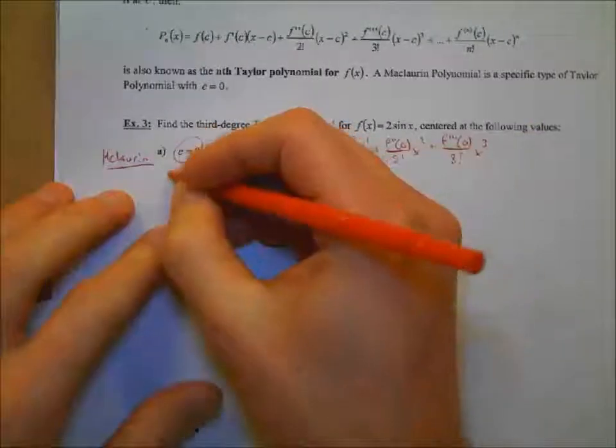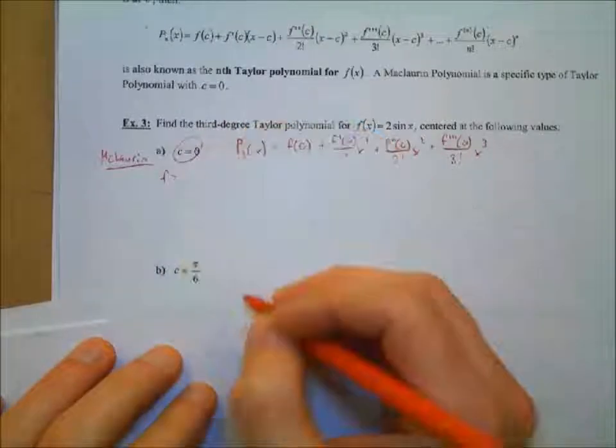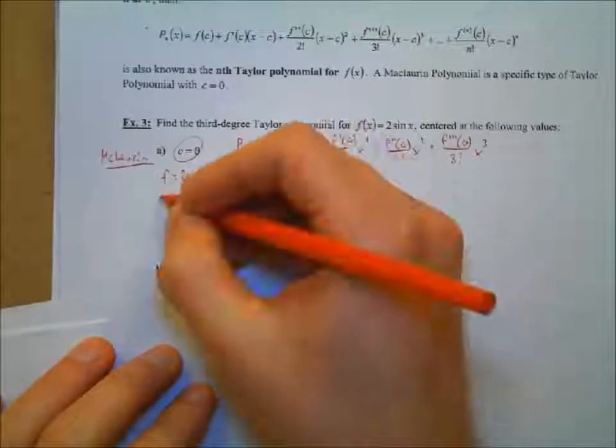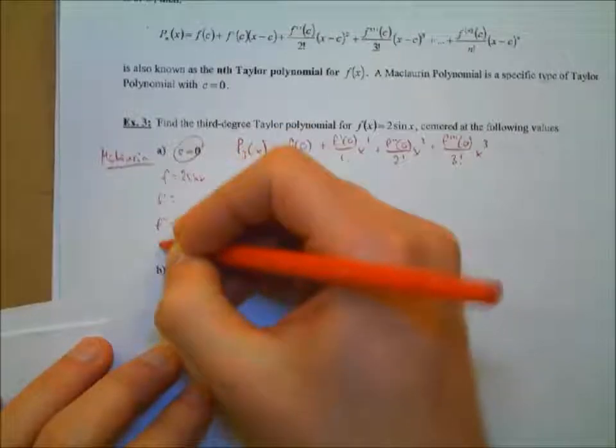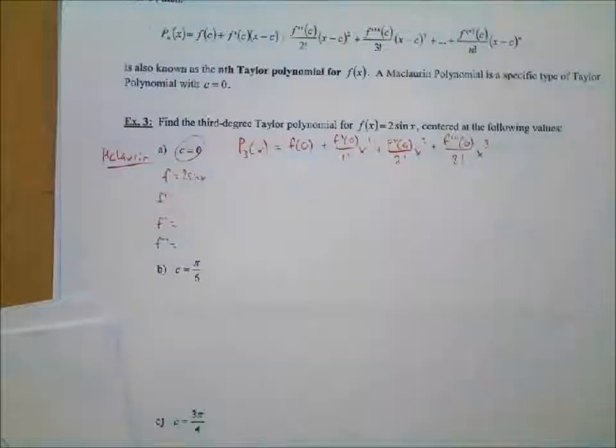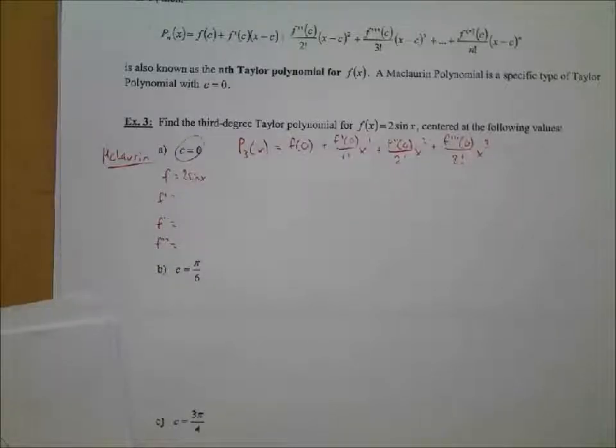If f is equal to 2 sine x, then f prime, f double prime, and f triple prime will be what? You go ahead and figure those out. Take 30 seconds and do that real quick. If you feel like you've got the derivatives, go ahead and evaluate them at the appropriate point and get those values.